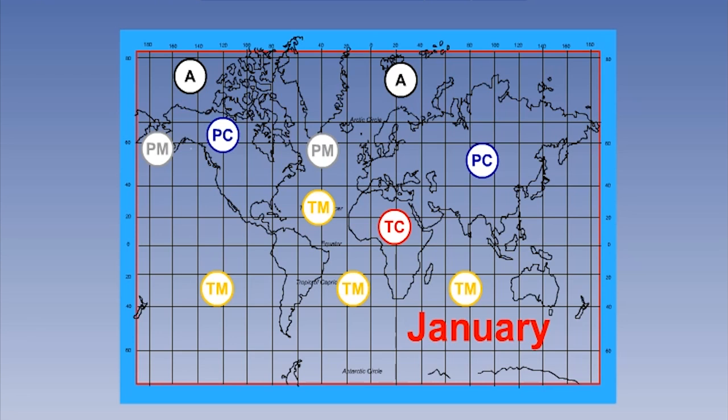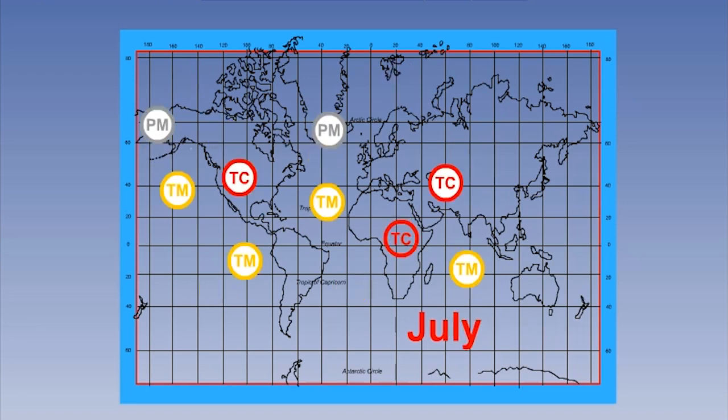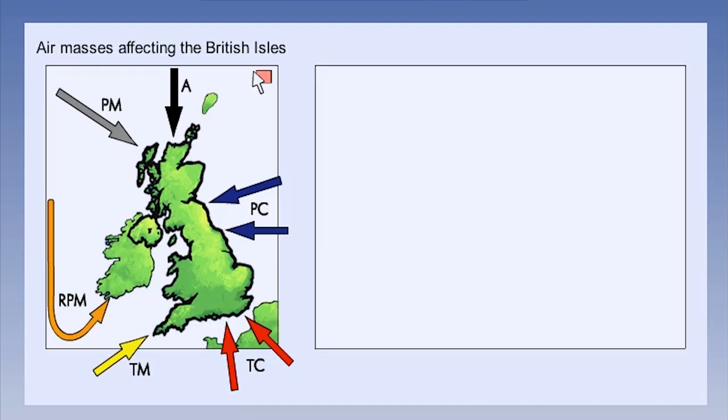Looking across the world, we can state where these air masses will form. This is what the distribution looks like in January and in July. These air masses have distinctive influences on the weather for certain locations. We are going to consider Europe and look at how all of these air masses affect that region. Choose an air mass.